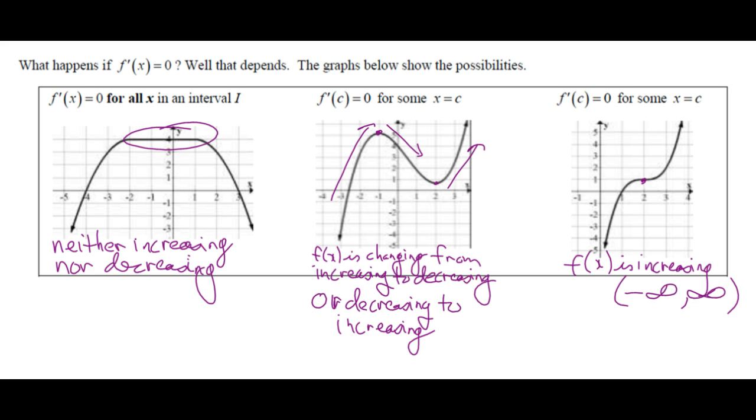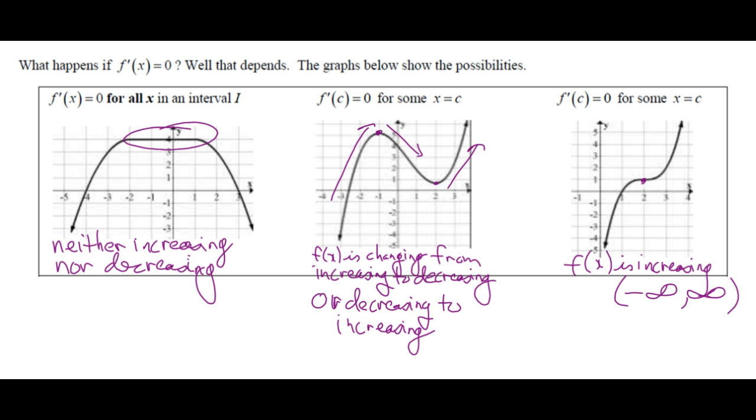Point of inflection. But the function itself is still an increasing function, right? By the definition, any point on the left of any given point is smaller. But at that point, the slope of the tangent line is zero. So the slope of the tangent line is zero. We maybe just flattened out for a while, right? Constant, it's horizontal.